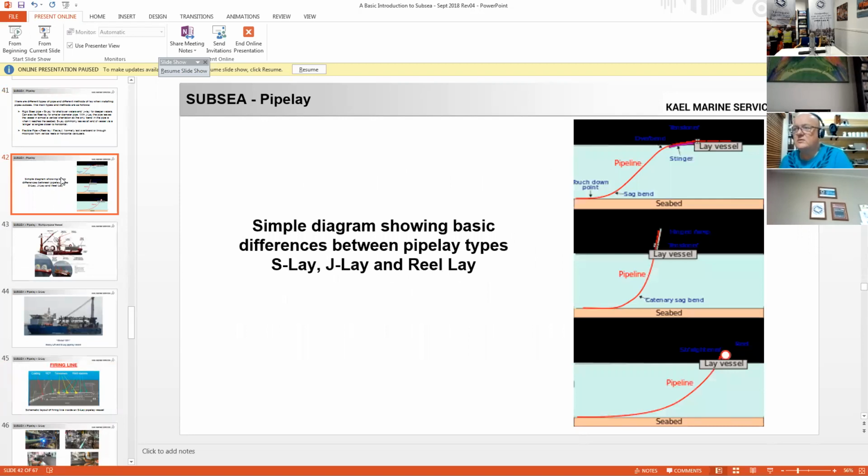Okay, so some examples. The first one at the top is an S-lay vessel, and you see the shape of the pipe is almost like an S. The next one down is a J-lay. Again, it comes down almost vertical and then meets the seabed, so it's in the shape of a J. And the bottom is just a reel lay from the ship.